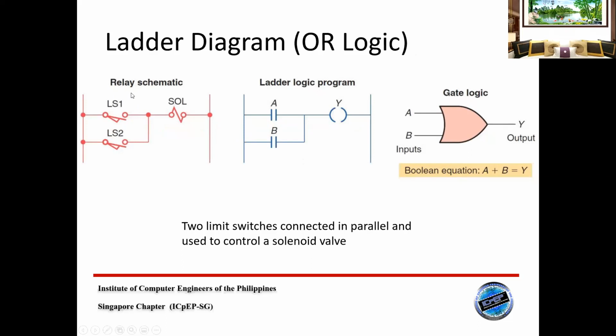This is the relay schematic. Switches A and B: we have two switches connected in parallel and used to control a solenoid valve. For example, this is the solenoid valve, Y. We need to satisfy at least one of these conditions to turn on the solenoid. This is the logic gate equivalent.